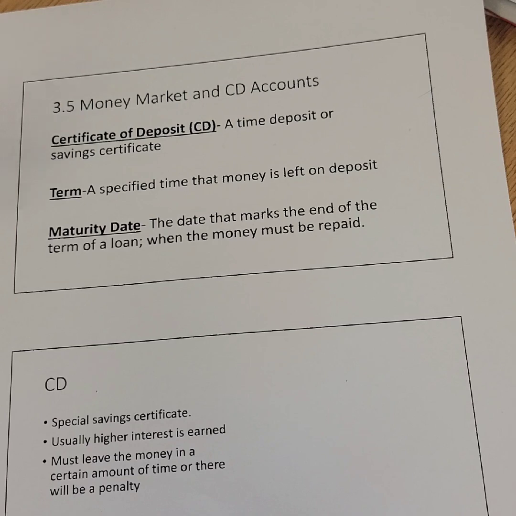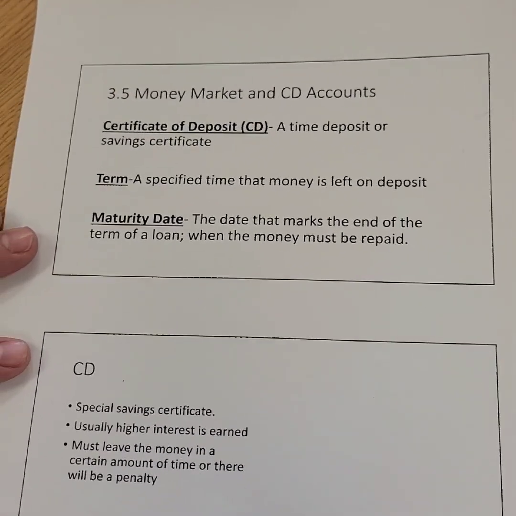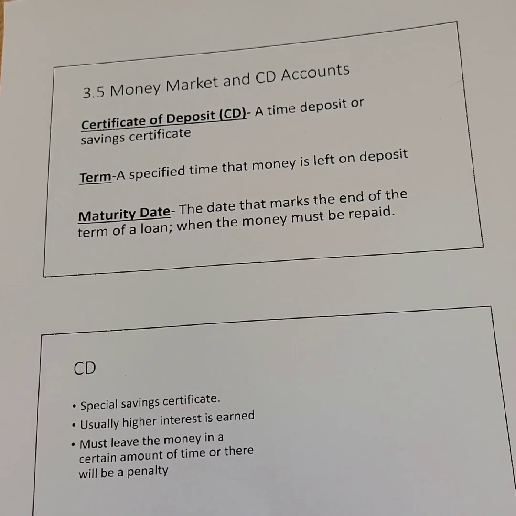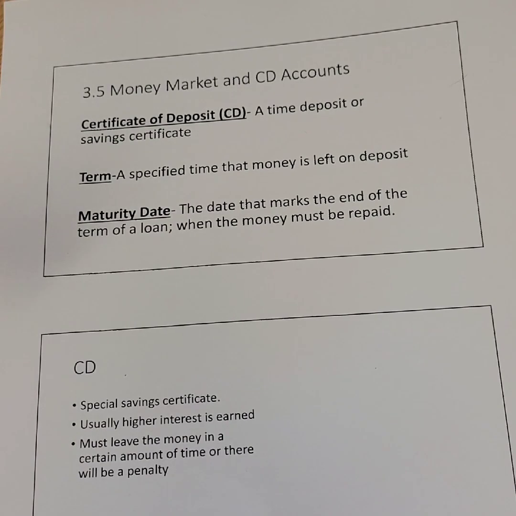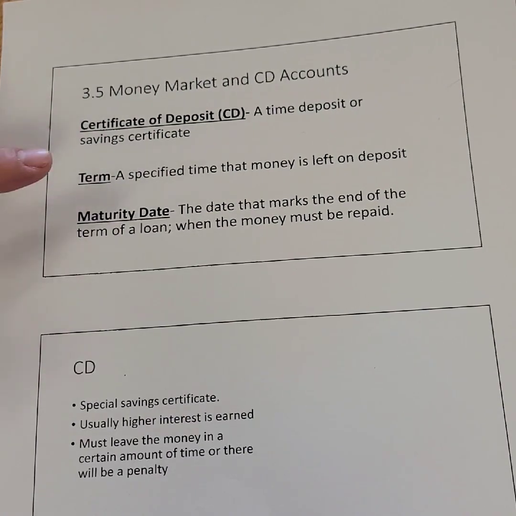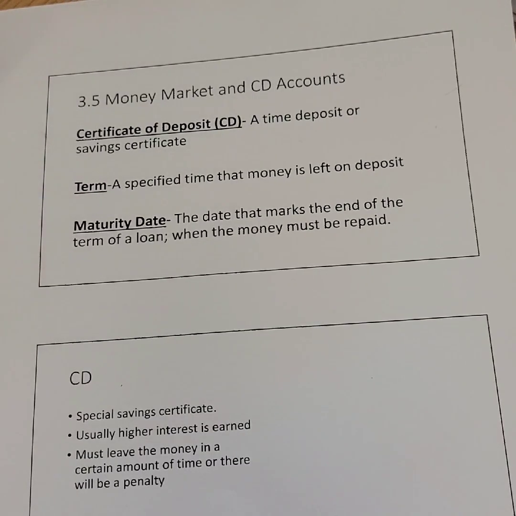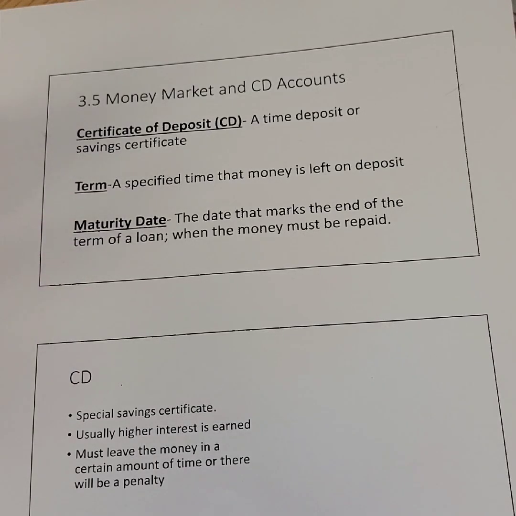So basically I liken it to maybe a savings account, but you can't take the money out. So you have to leave it in for a certain amount of time, and then you can choose to take it out and keep the interest, or you can have it rolled back over into another one. And term is just how long that's been left on deposit. So if it's 6 months, a year, 5 years, 10 years, whatever. And then the maturity date is the end of it, or when it has to be repaid to you.